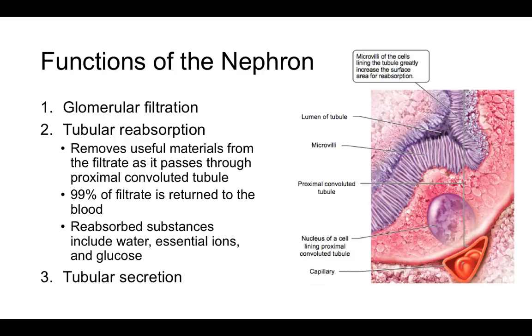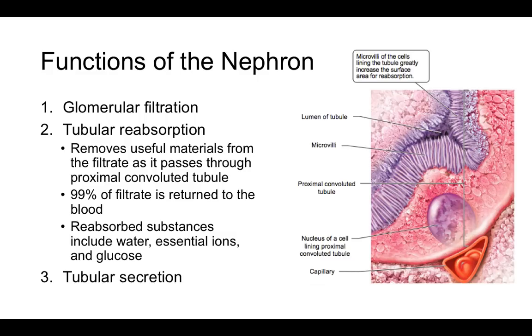So about 99% of the filtrate is then returned to the blood through the process of reabsorption in the proximal convoluted tubule, the loop of Henle, and then the distal convoluted tubule. The things that are reabsorbed are water, essential ions, sodium, potassium, magnesium, as well as glucose. And we don't want to be peeing glucose out because that tells us we have larger problems.